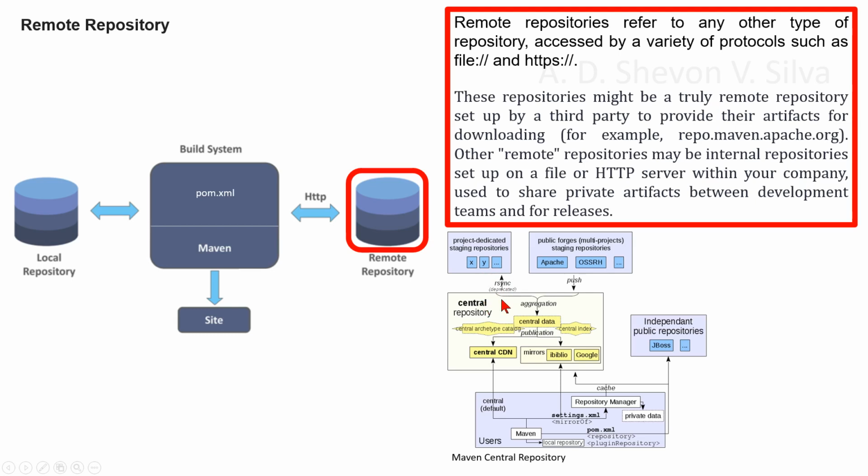Deprecated is passed from the central repository to public project dedicated staging repositories. Here you can see XY and so on. And push is passed from public forges and multi-project staging repositories to the central repository. You can see Apache, OSSRH, and so on, in the public forges and multi-project staging repositories.